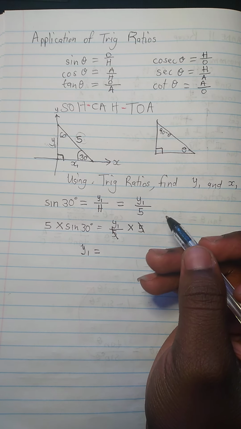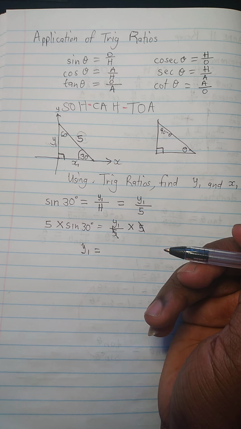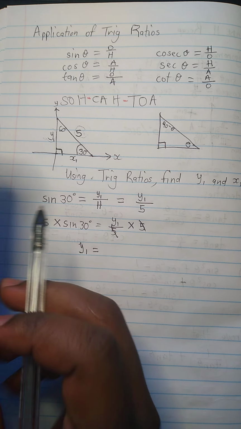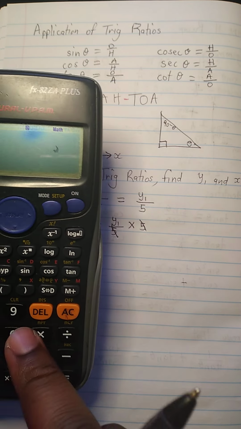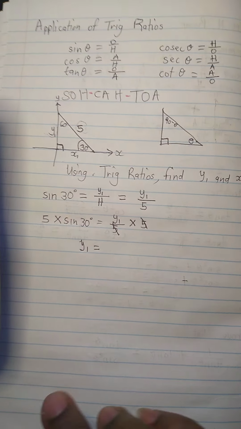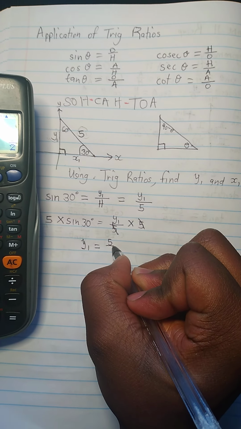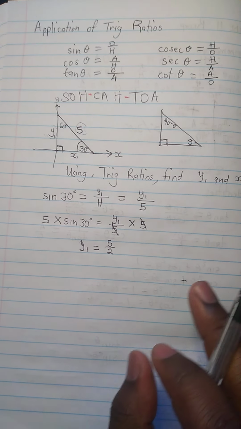Okay, let's press that in a calculator. For now, I'm gonna show you the tricks of how to find these special angles after this video. So we have 5 times sine 30. So our y1 is 5/2, right? That's our y1.